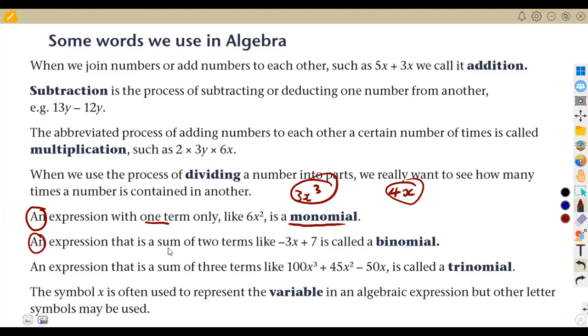Then we've got an expression that is the sum of two terms. So you can have two terms, for example, 3x plus 1, or maybe 10x squared plus 3 like this. We are now having what we refer to as a binomial expression, where we have the sum of two terms. Binomial has two terms, while the one with only one term is a monomial. Then we have an expression that is a sum of three terms. When you have three terms being combined together, that is called a trinomial.